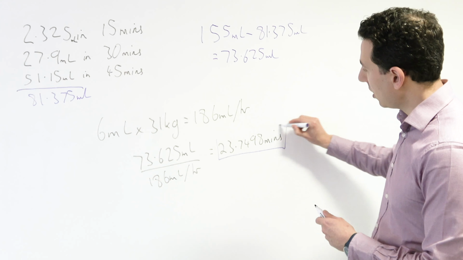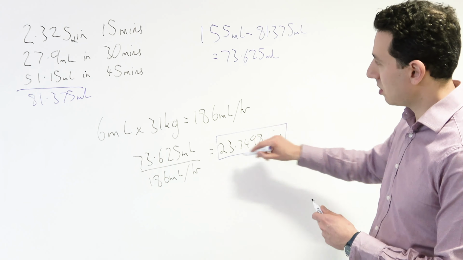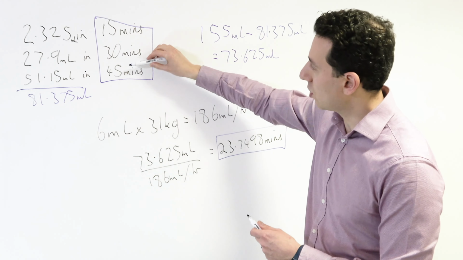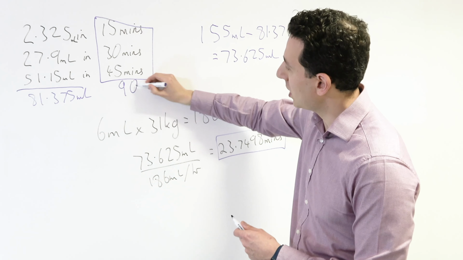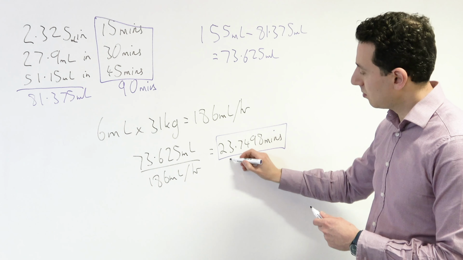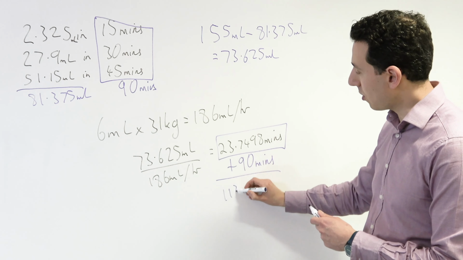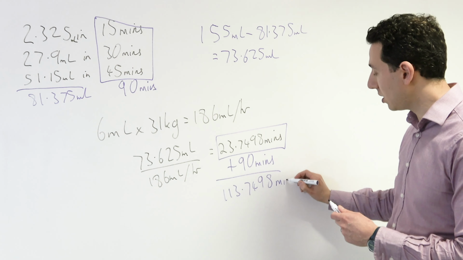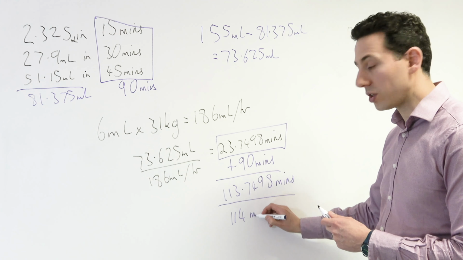So this number of minutes here is just for the 73.625 mil. We have to add those number of minutes to these up here, which were for the first three infusion rates. So the 45 plus the 15 is 60, plus 30 is 90 minutes, plus the 23.74 gives us a final total of 113.7498, but the question asks us to round up to the nearest whole minute, giving us an answer of 114 minutes.